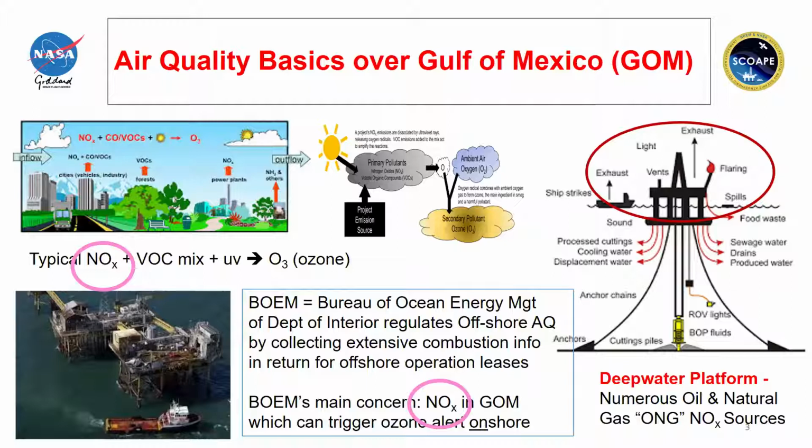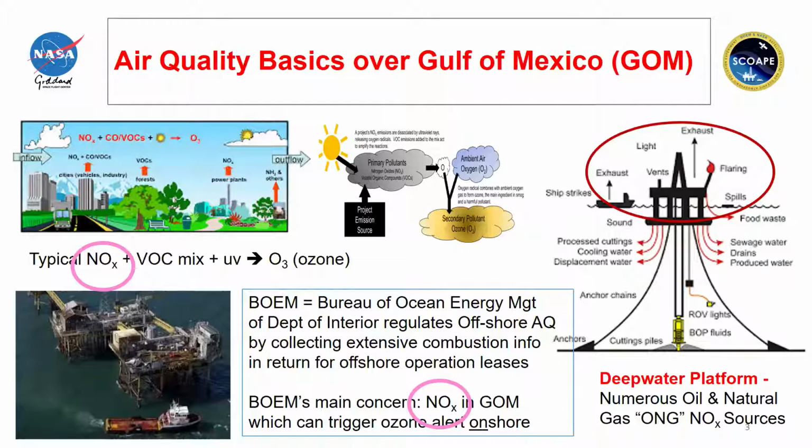These platforms are visited by all sorts of ships supplying material for the platform, personnel, sometimes just taking oil from underwater ports, if you will. So there are complex sources of NOx. BOEM collects all this, pays a contractor to map NOx emissions over the Gulf of Mexico from all these sources. And then they really have no verification. They have no way of knowing what they think is where is actually there.